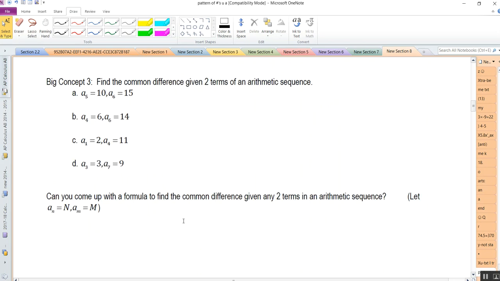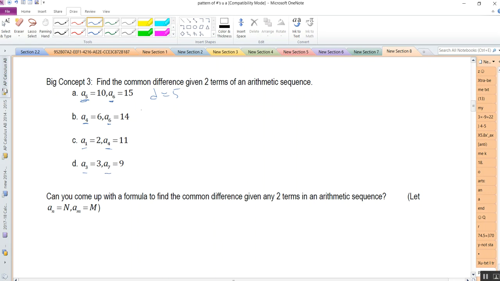Okay, big concept number 3. Find the common difference between two terms. Okay, well, that's obvious. You have the 5th term, you have the 6th term, your difference is 5. But then notice how we have the 4th term and the 6th term, the 1st term and the 4th term, the 3rd term and the 7th term. Those are not as easy to figure out.